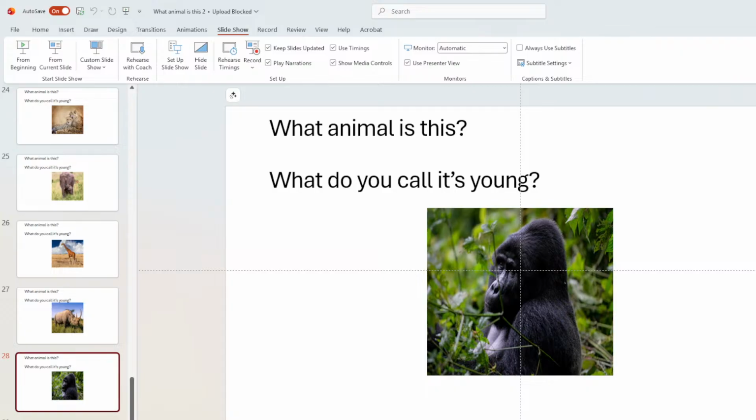So what do we have here on our screen? All right, so that is a gorilla. And can someone guess what the young one of a gorilla is called?